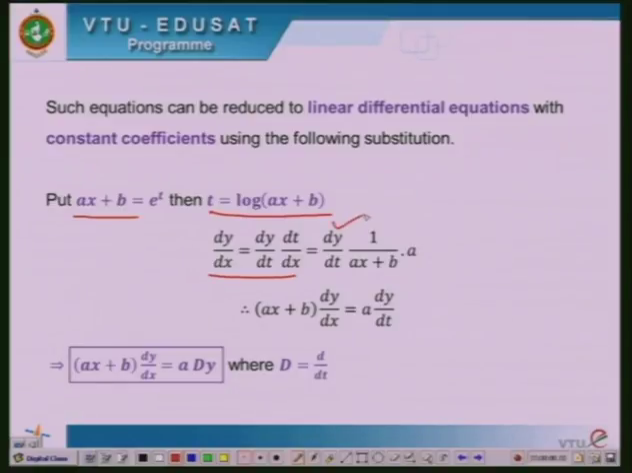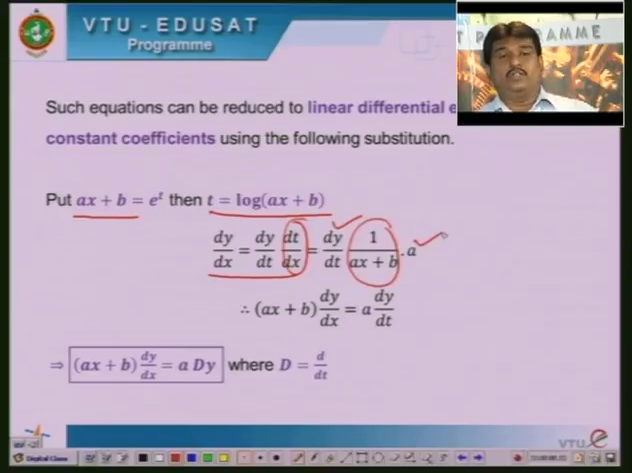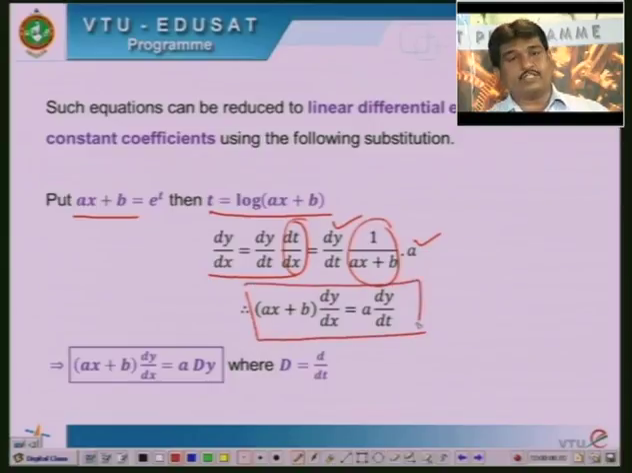I have written dy by dt as it is. dt by dx is 1 by ax plus b into a, the derivative of t with respect to x. Derivative of log of ax plus b is 1 by ax plus b into the differentiation of ax plus b, which is a. You cross multiply, and you will get ax plus b into dy by dx equals a into dy by dt.